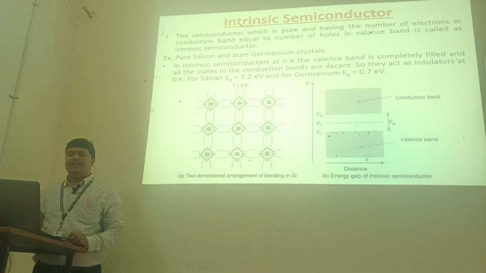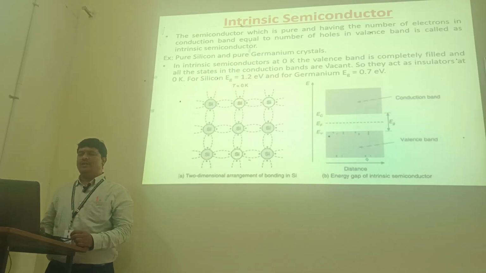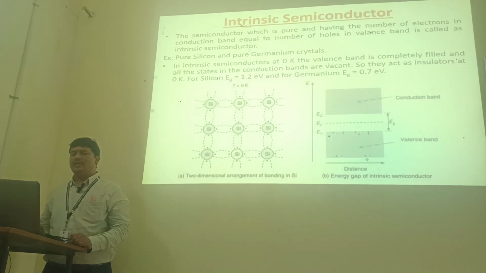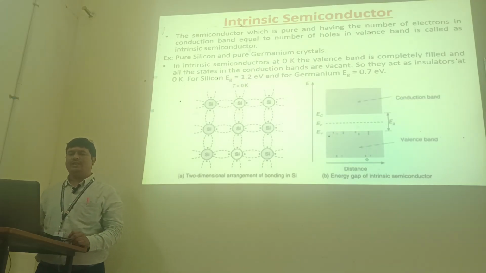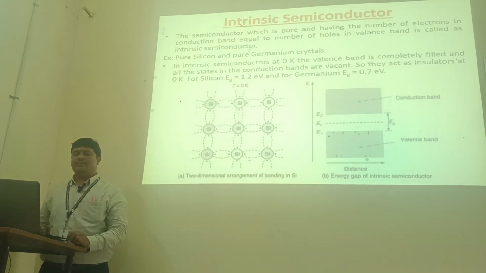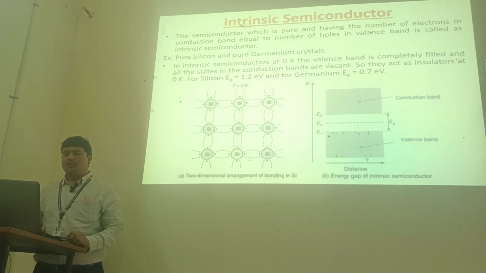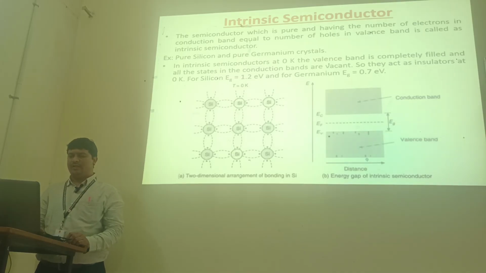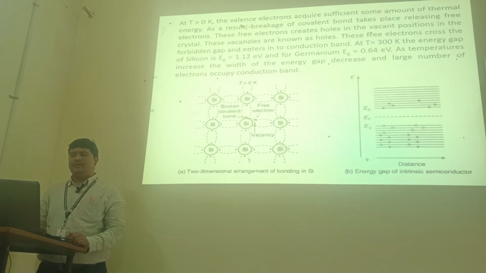In intrinsic semiconductors at T equal to 0 Kelvin, the valence band is completely filled and all the states in the conduction band are vacant. So they act as insulators at 0 Kelvin temperature. For silicon, the energy band gap is 1.2 electron volts and germanium has 0.7 electron volts, as shown in the figure.